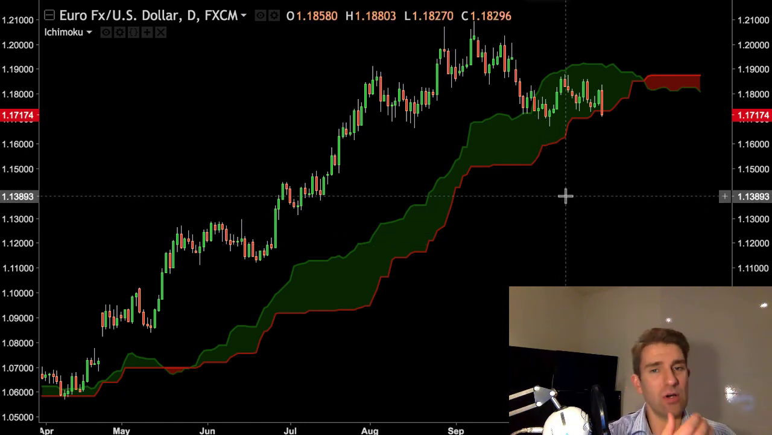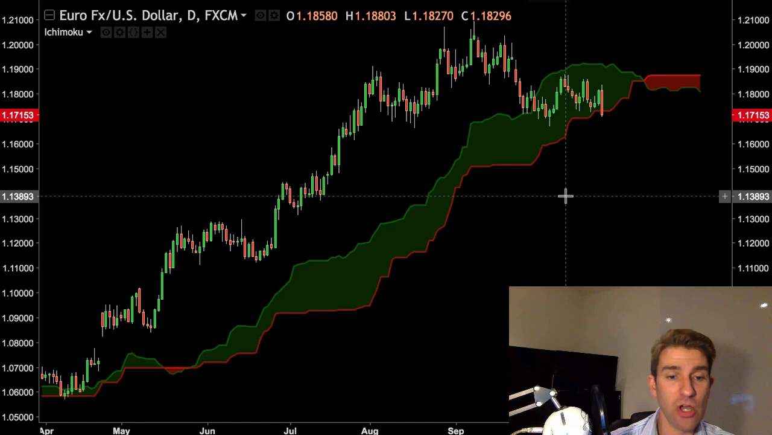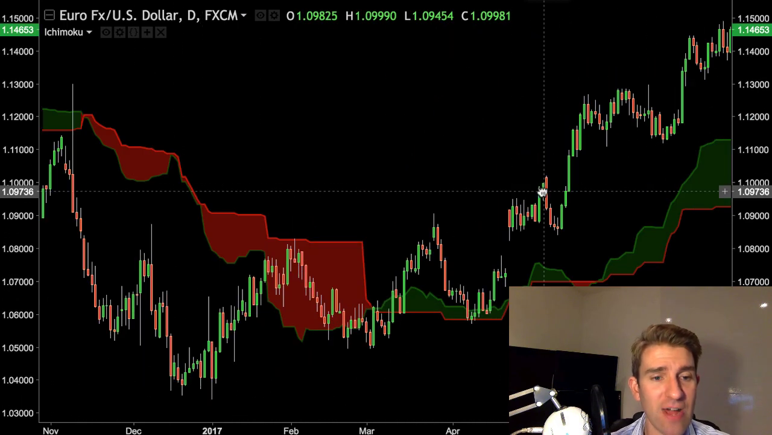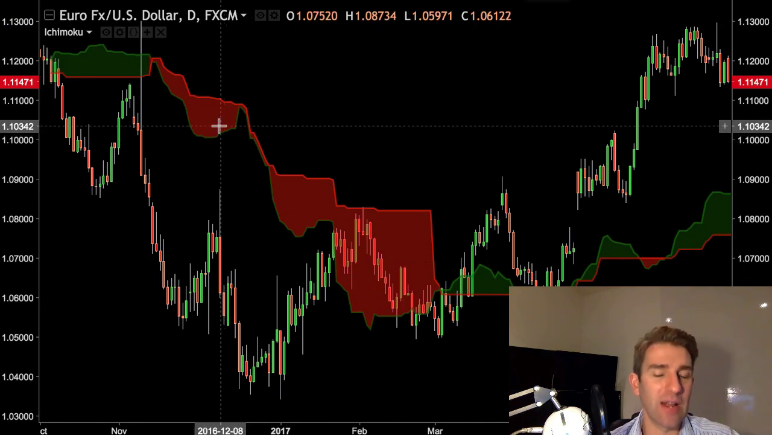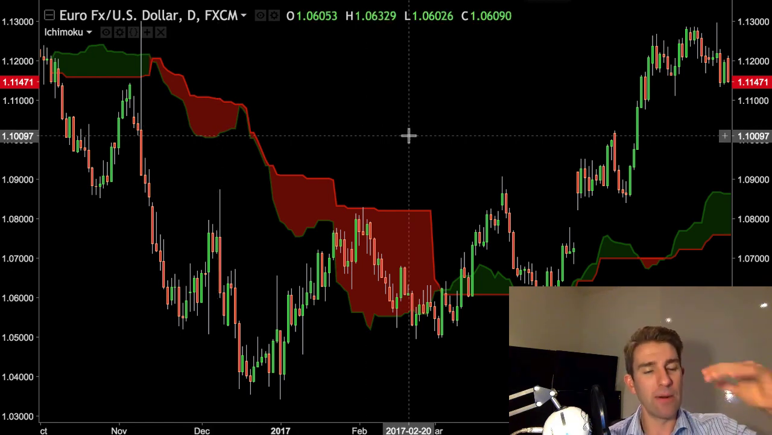Now the basis of the Ichimoku strategy is that as price is above the cloud, you're only looking for buy signals. As price is below the cloud, you're only looking for sell signals. And if I drag price over here, you can see how the cloud changes color, obviously depending on how you've got it configured in your charting package, but it changes color.